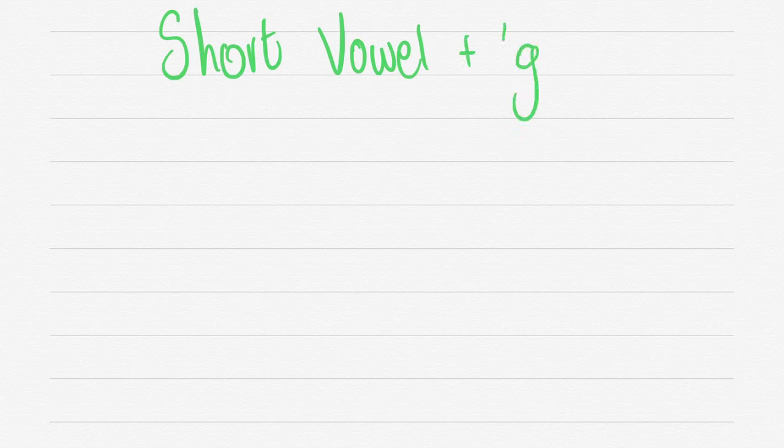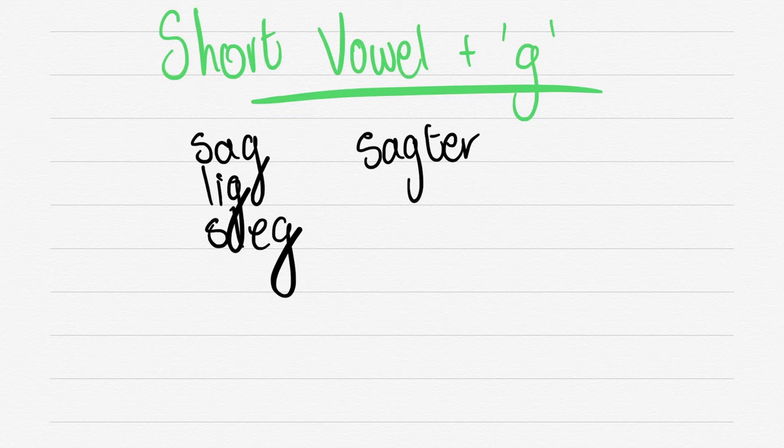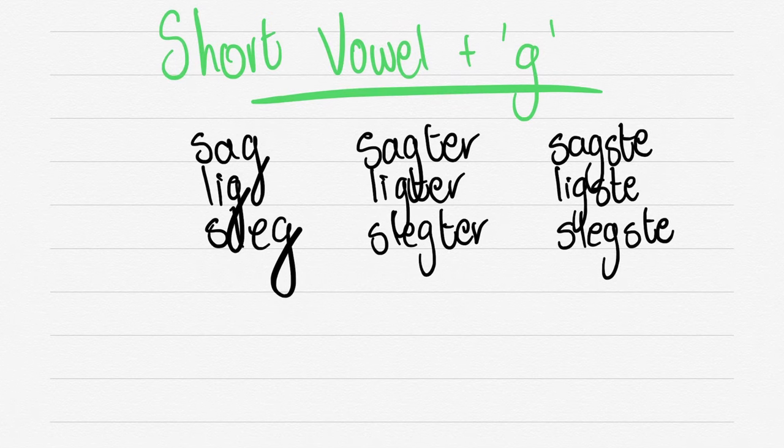Now a short vowel plus a G. We say sag, lig, sleg. Sag with the TER, then STE. Sag, sagter, sagste. Lig, ligter, ligste. Sleg, slegter, slegste.